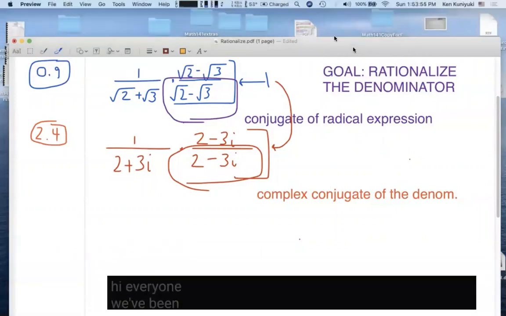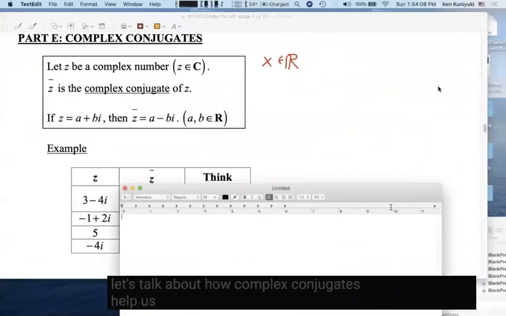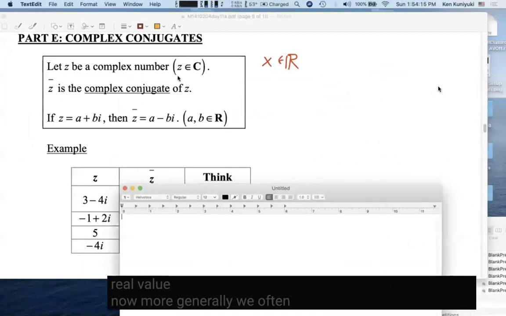Hi, everyone. We've been talking about how to make denominators nice, whether by taking the conjugate of a radical expression or the complex conjugate of an imaginary expression. Let's talk about how complex conjugates help us. Before, we used to let x represent a real value. Now, more generally, we often represent a complex value by the letter z. So let z be a complex number, that is, let z be in the set C.